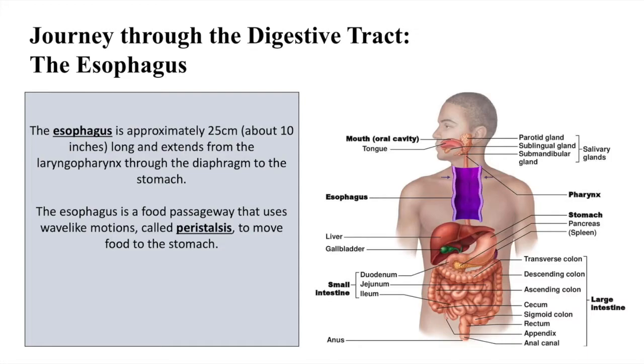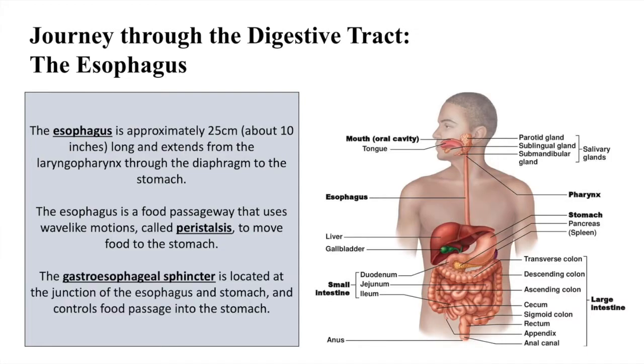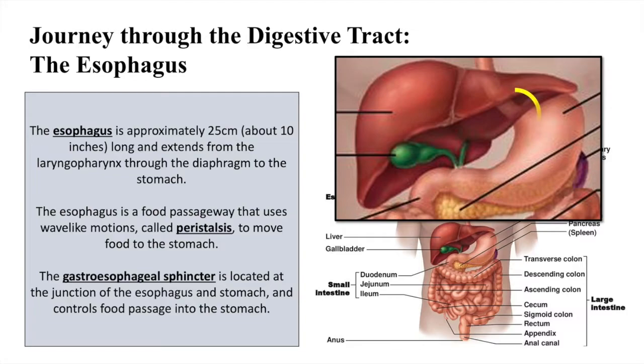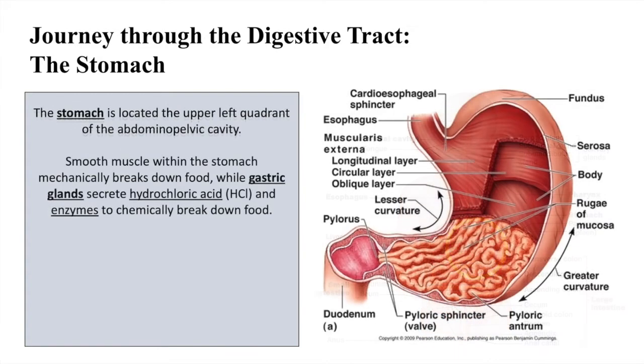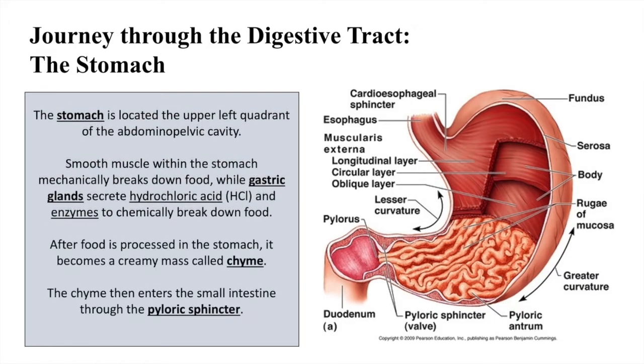The gastroesophageal sphincter is located at the junction of the esophagus and the stomach and controls food passage into the stomach. The stomach is located in the upper left quadrant of the abdominopelvic cavity. Smooth muscle within the stomach mechanically breaks down food, while gastric glands secrete hydrochloric acid and enzymes to chemically break down food. After food is processed in the stomach, it becomes a creamy mass called chyme. The chyme then enters the small intestine through the pyloric sphincter.